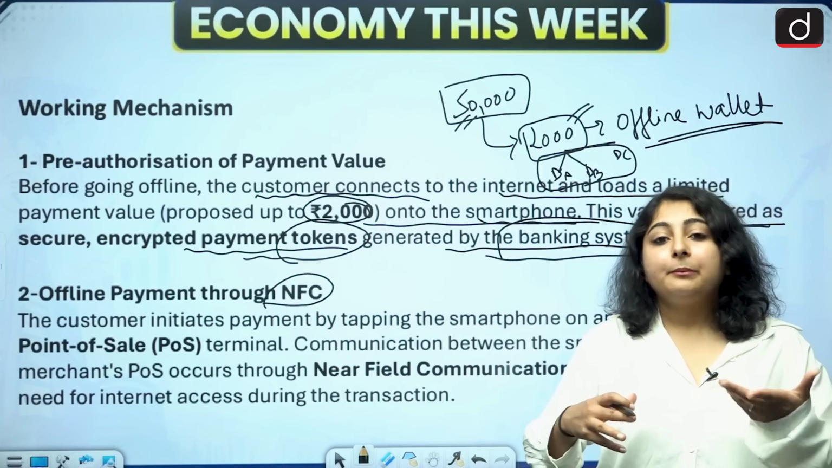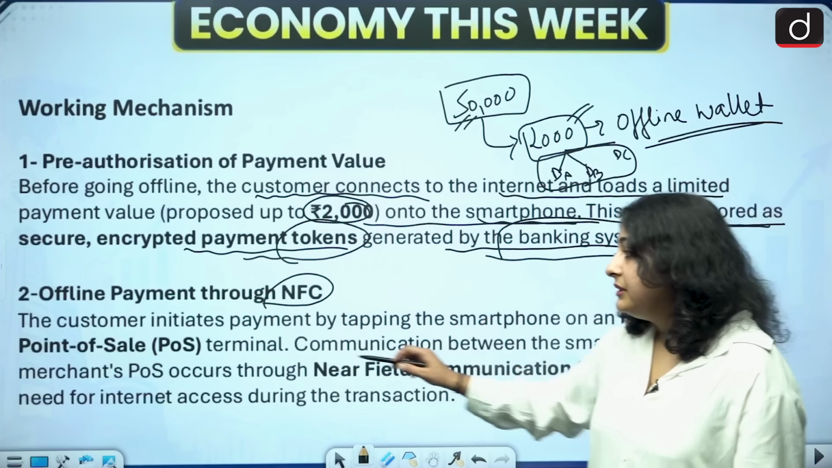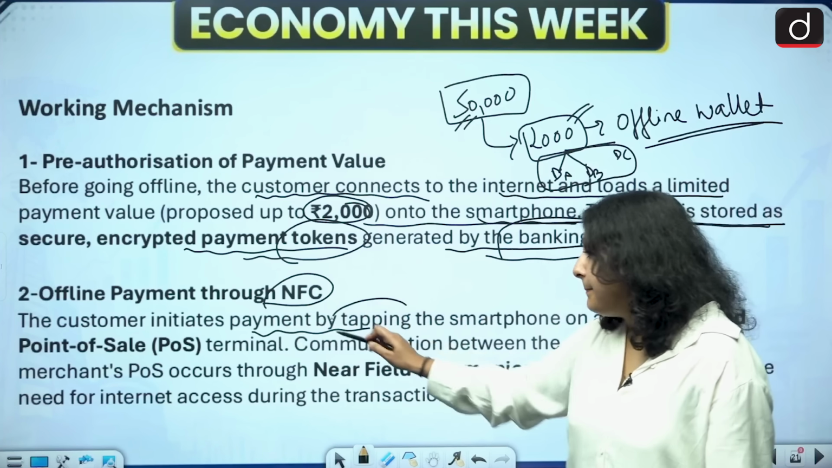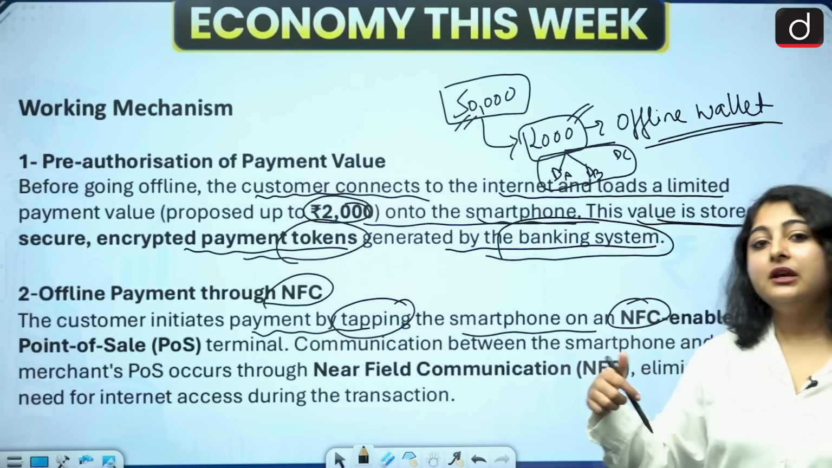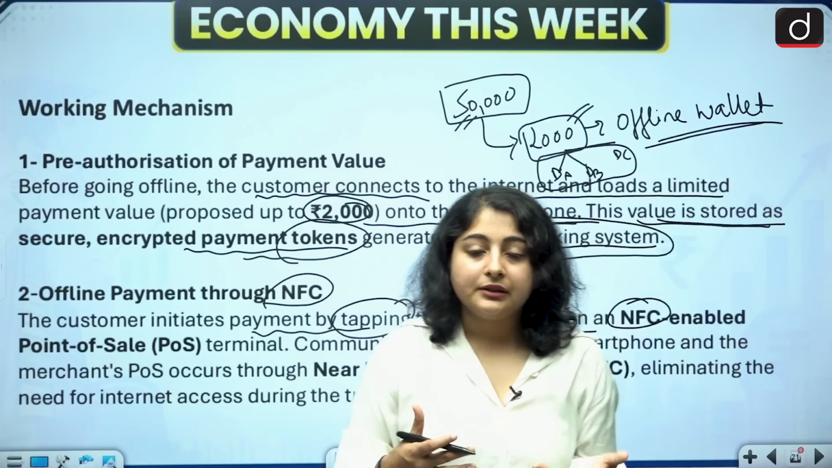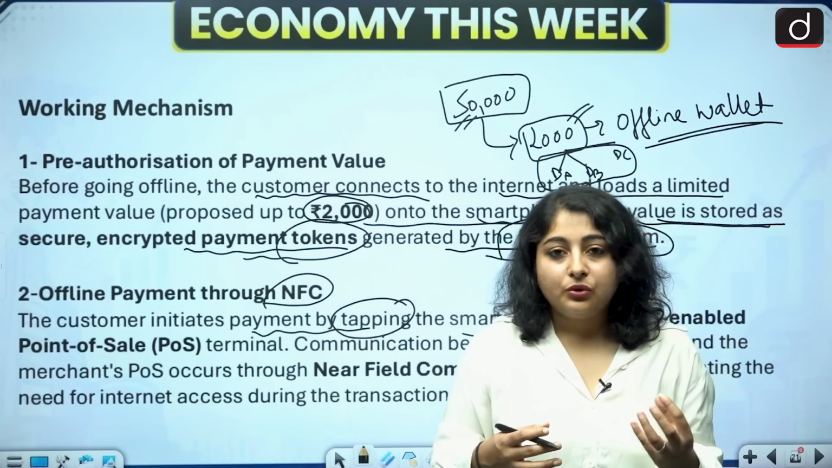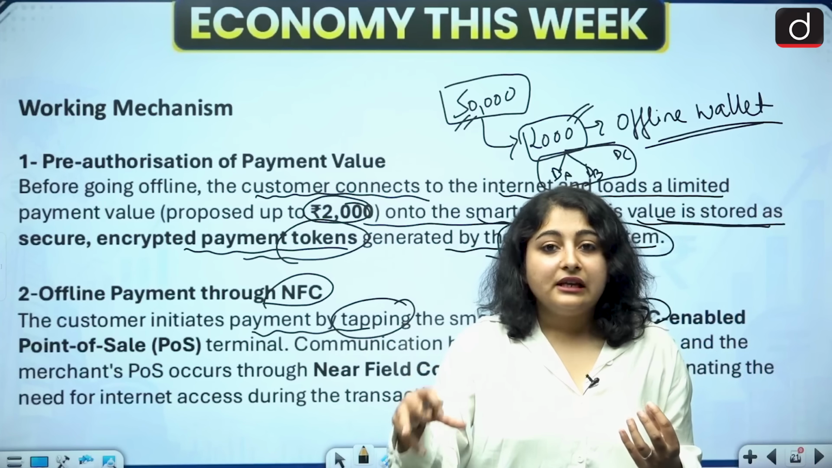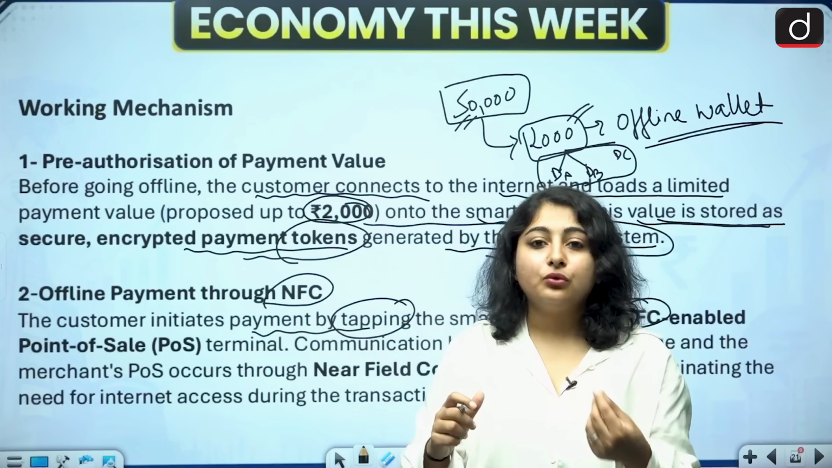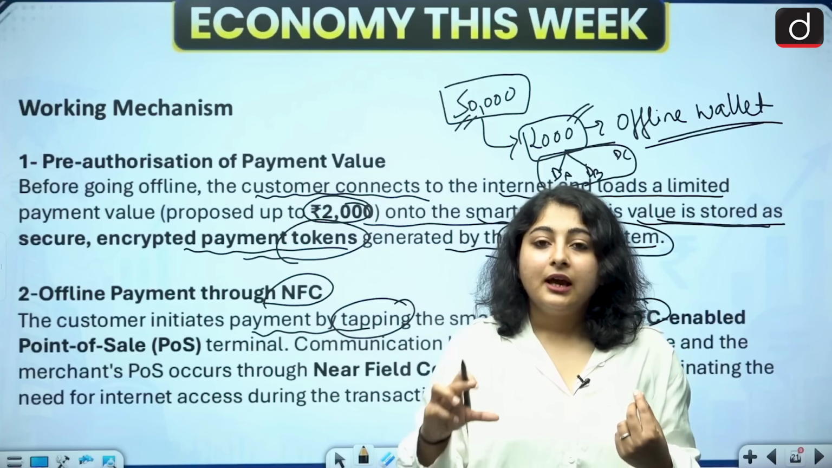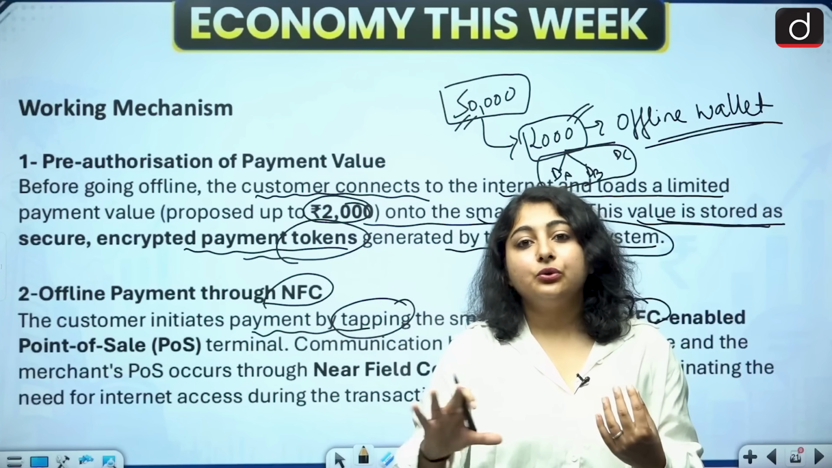Now when you have to make payments, how will you make them? The customer initiates payment by tapping the smartphone on an NFC enabled point of sale terminal. For example, let's just say I have to buy a chocolate. I will take my smartphone and I will go to the seller. The seller will have a point of sale machine. I will tap my phone on that point of sale machine and immediately my token will be delivered to him.